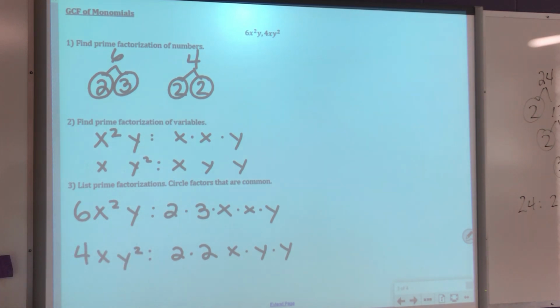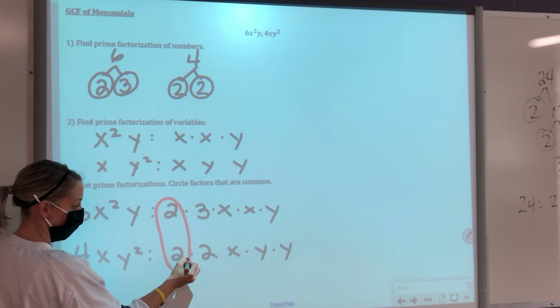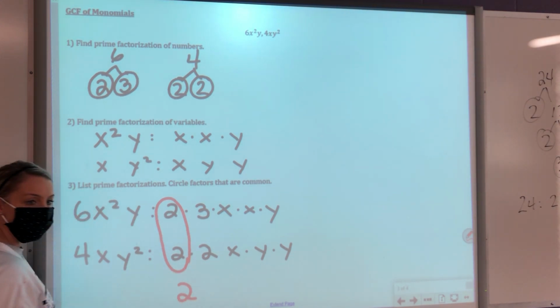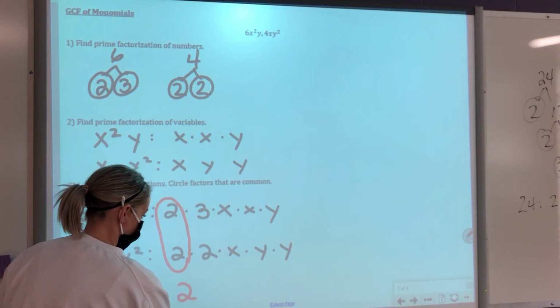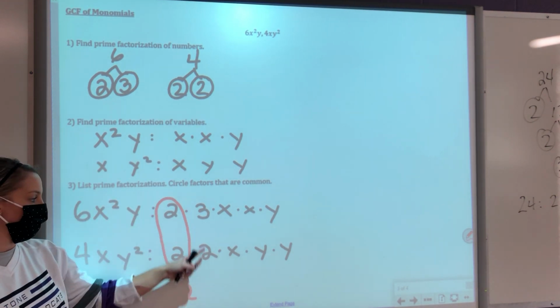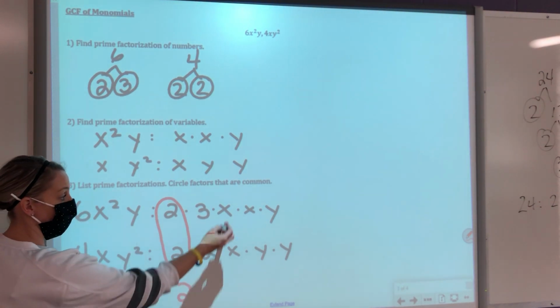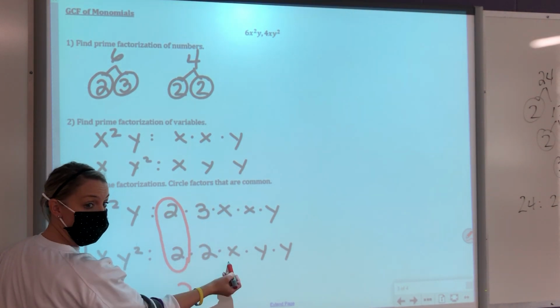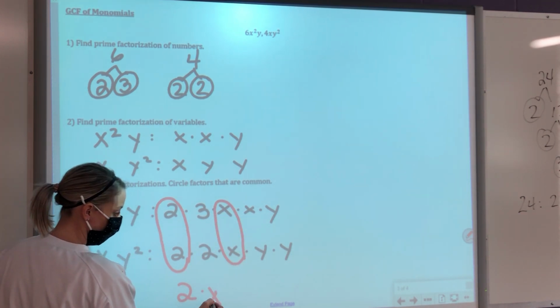Okay? So now we list our prime factorizations, which we've done, and now we circle the factors that we have in common. So we've got a 2 in common, and we bring it down. Is there supposed to be a multiplication sign between the 2 and 3? Oh, yeah, sorry. Do we have any other numbers in common? No. So now let's look at our x. We have an x in common, so we circle that, and we bring it down.